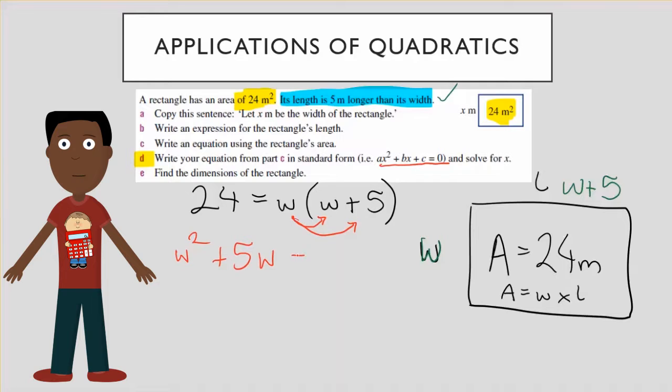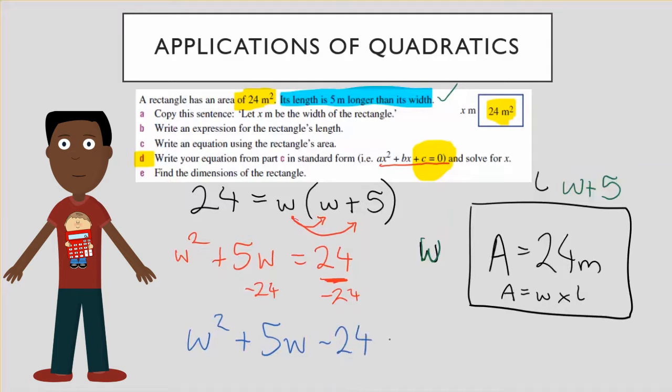Now that obviously equals 24, which stays the same. Notice that we need it to be in the standard form, which is plus c equals 0. To make this 0, if it already equals 24, we simply have to minus 24 to both sides. So if we were to rewrite this, we would say w squared plus 5w minus 24 equals 0. We have now got it in the standard form, ax squared plus bx plus c equals 0, and we have to solve it for x.